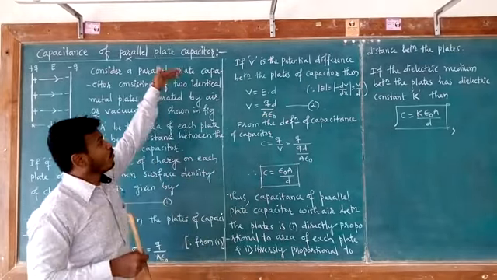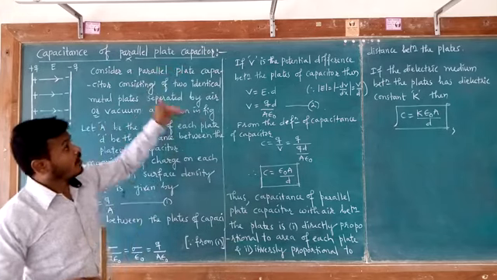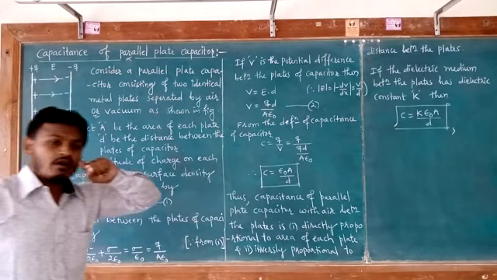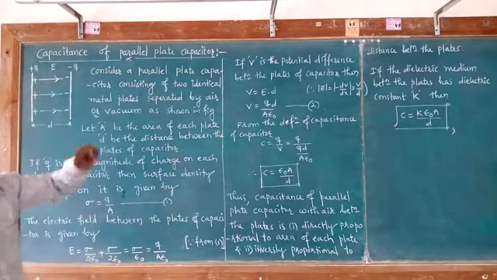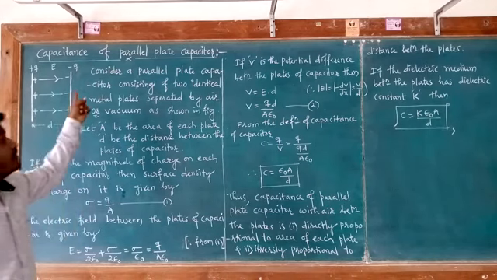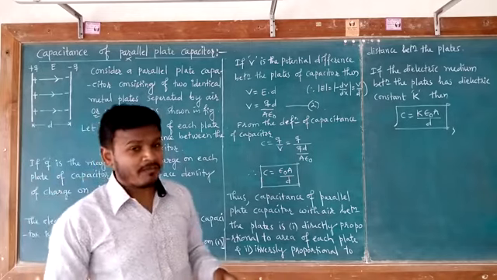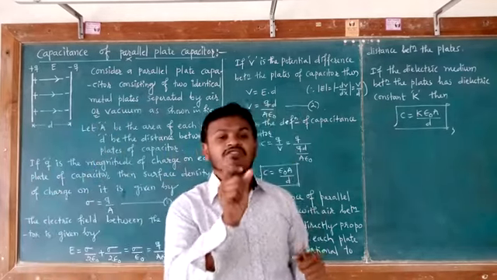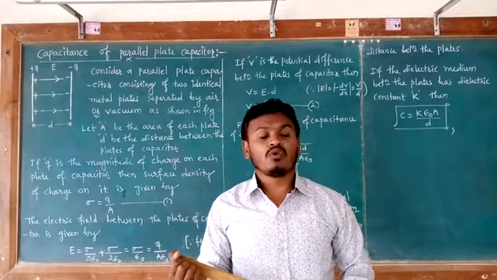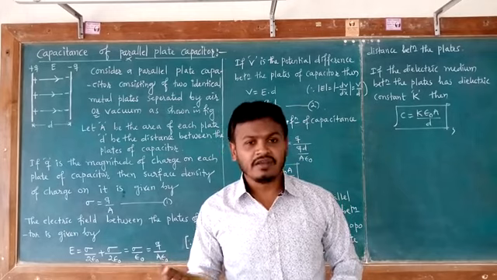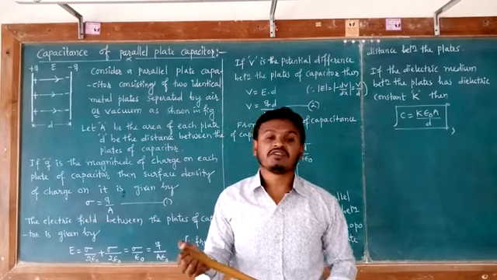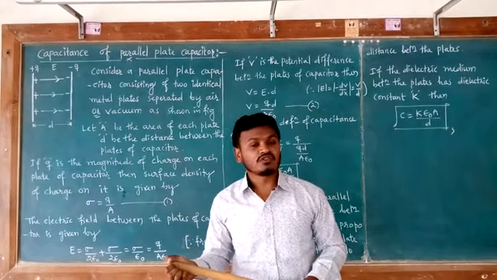Before going to derive this expression, first let me define two more parameters which are very essential to understand the derivation of capacitance of a parallel plate capacitor. The first term is capacitor. Capacitor means the device used to store electric charge or electric energy. In other words, a system of two conductors separated by an insulator is called a capacitor.